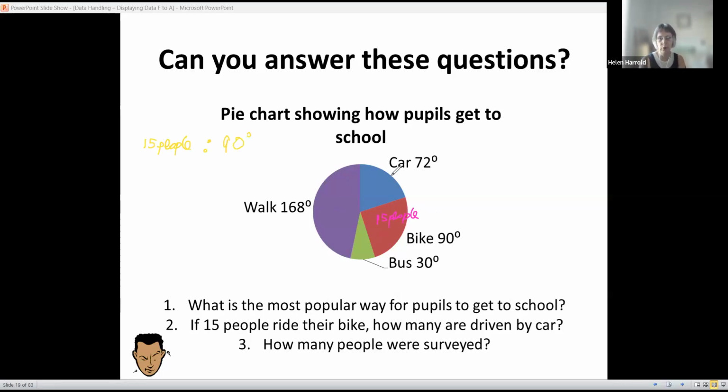And now I say I want to work out how many people go by car. So I need to work out what 72 degrees are. So what do I do? What's the method to do that? Any thoughts? Either speak or write in the chat, or on the screen.